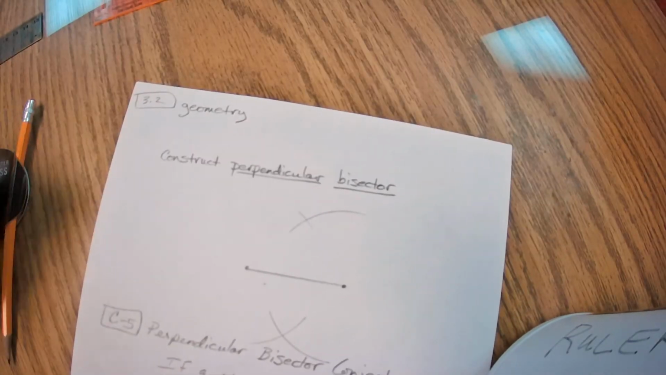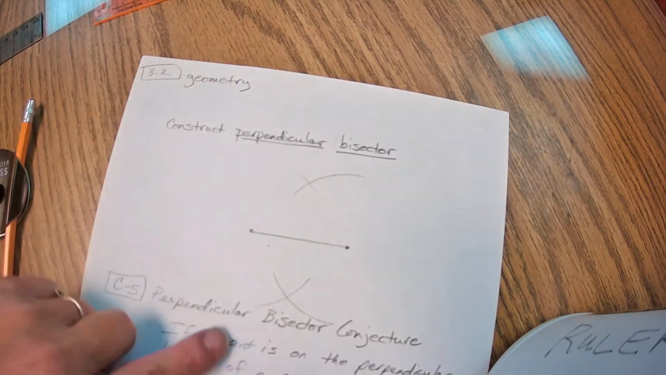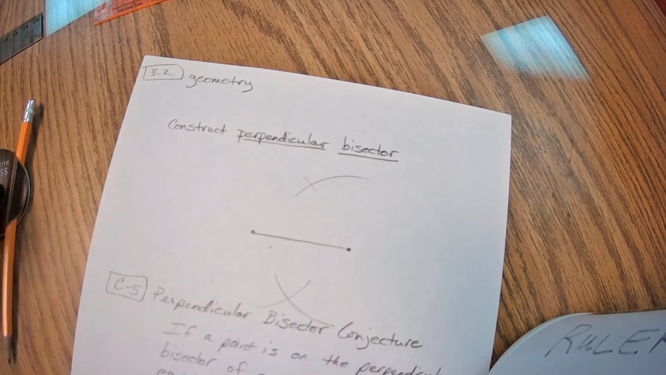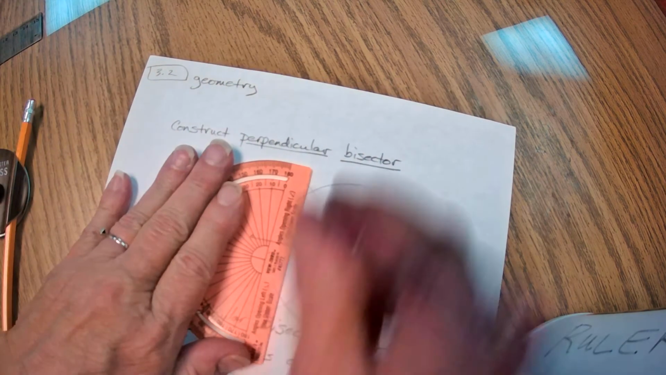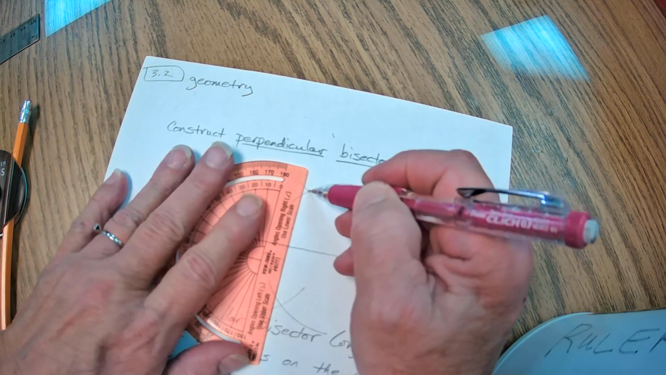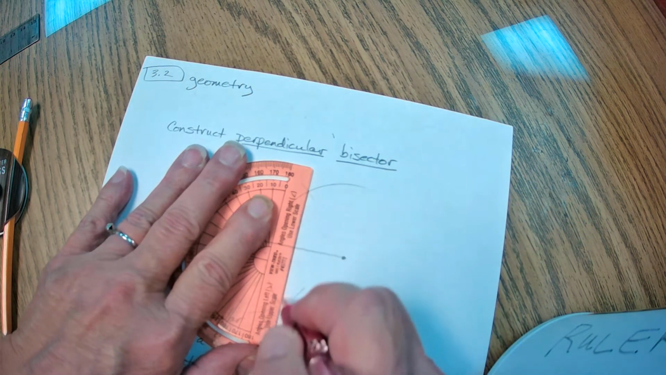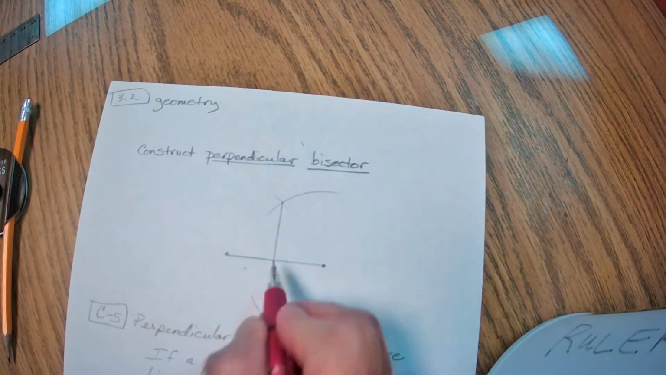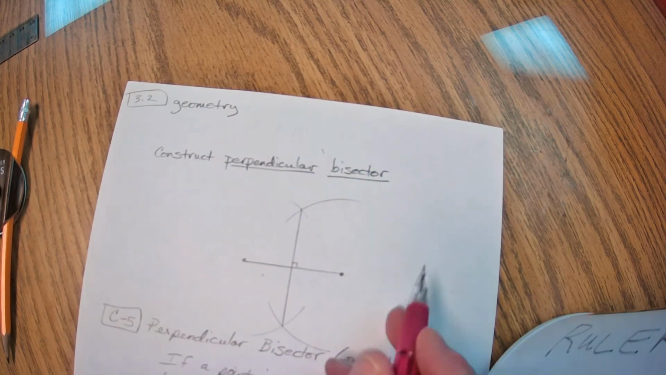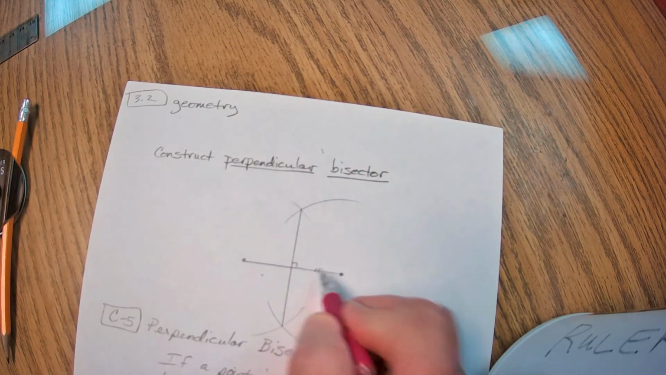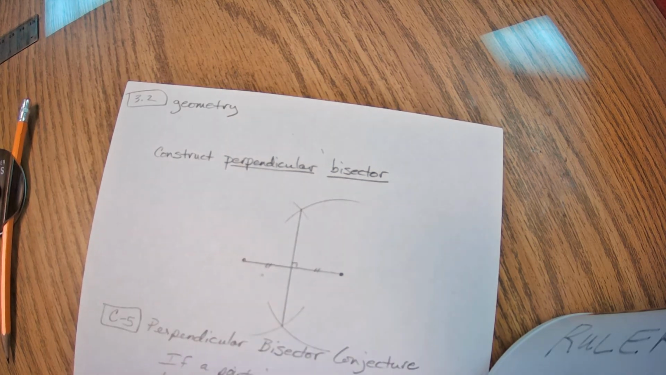All right, so you have these intersecting arcs above and the intersecting arcs below the line segment. And then you're just going to take your straight edge and connect that intersection with this one. And if you do it right, it's going to be a perpendicular, and it's going to bisect that segment.